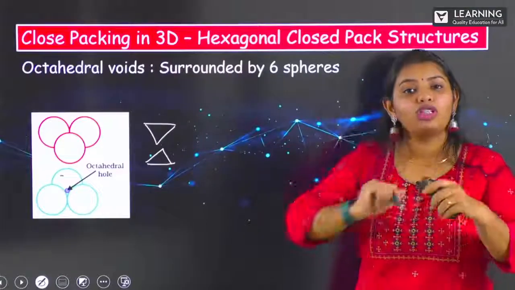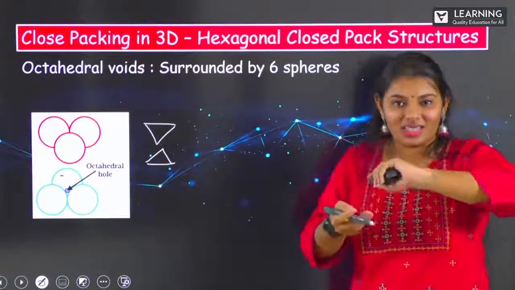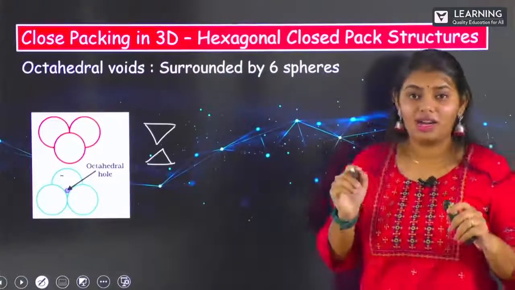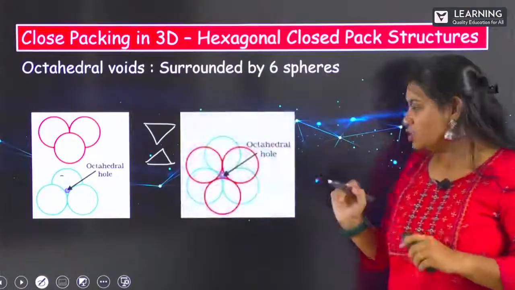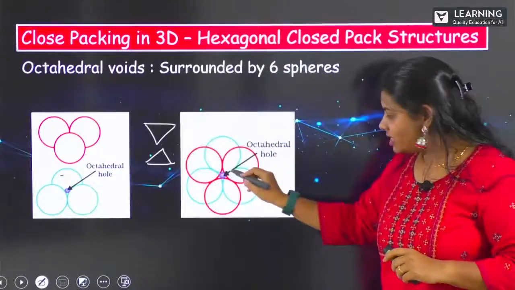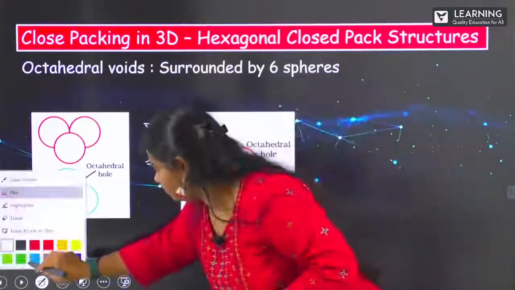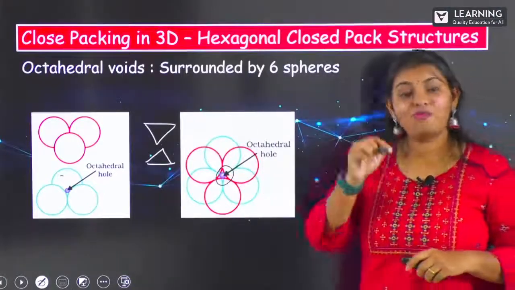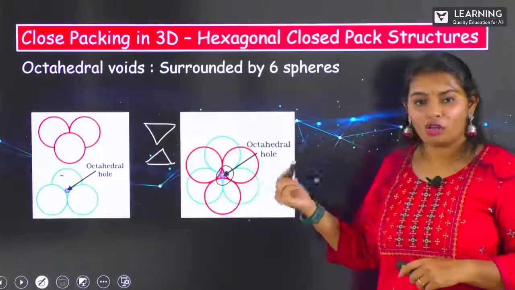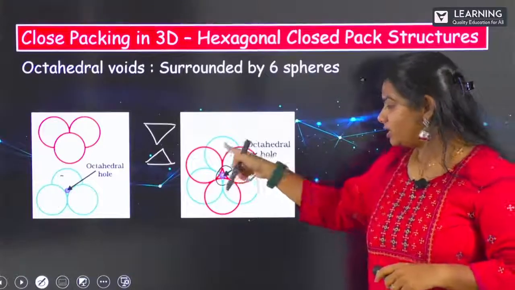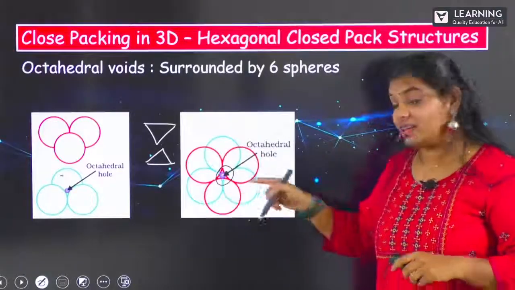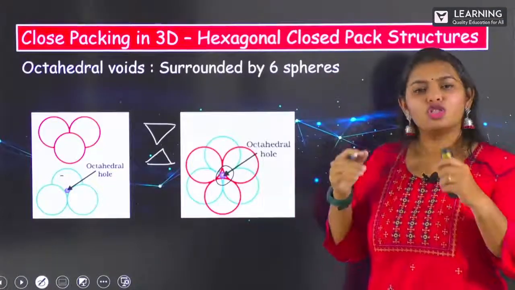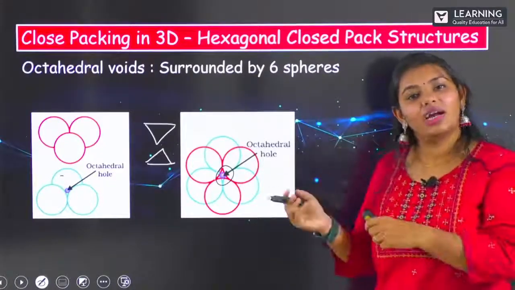So the void which is formed between the two apexes, between the triangles, is called your octahedral void. Here in this picture, you can see it clearly. So this particular gap, vacant space, is called octahedral void. That is because here there are 3, here there are 3. It is surrounded by how many? Down 3, up 3, 6 spheres. So why exactly is this called octahedral void?